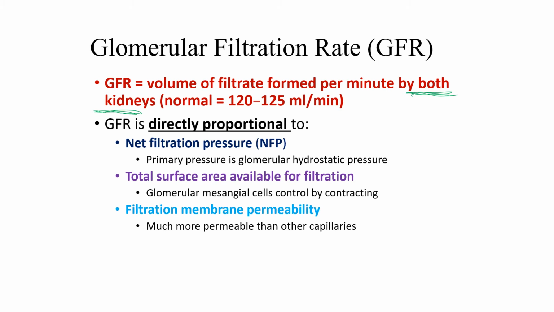So if I were to ask a test question, I might ask you, define the glomerular filtration rate. And you would say the volume of filtrate formed per minute by both kidneys. Both kidneys. I might ask you, is the glomerular filtration rate directly proportionate to or inversely proportionate to the net filtration pressure, the total surface area available for filtration, the filtration membrane permeability? And you would answer all three. All three.